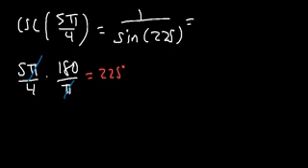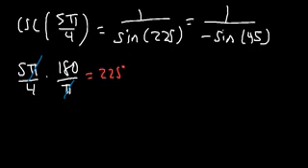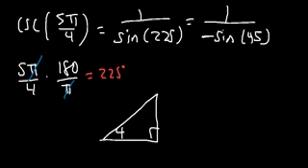And 225 is in quadrant 3. If you subtract that from 180, you get a reference angle of 45. And in quadrant 3, both sine and cosine are negative. So here we need the 45, 45, 90 triangle. And the sides are root 2, root 2, and 2.